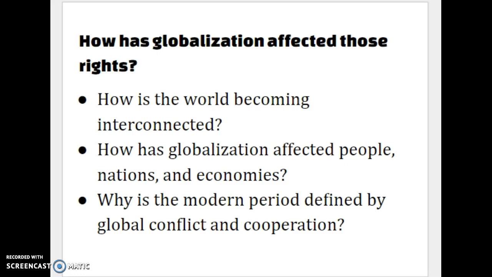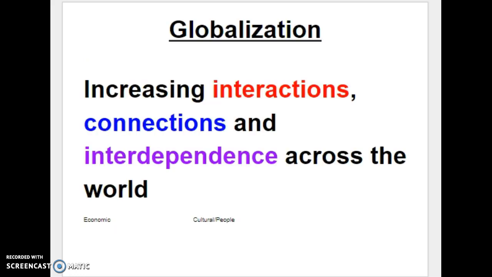The second piece we introduced, we talked about something called globalization. So our second essential question to guide us through the course of the year is how has globalization affected those rights? When you think about globalization, in your notebook you should have a definition similar to the one on the screen. I want you to tie it to interaction, that interconnection piece. For a lot of you, you hear globalization and boom, you think trade, which is correct. There's definitely economic globalization. But there's also interconnection of ideas, and language, and culture, and people. So globalization is more than just money and trade, even though of course that's a big piece of it.